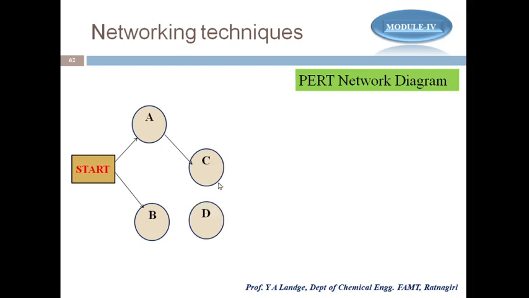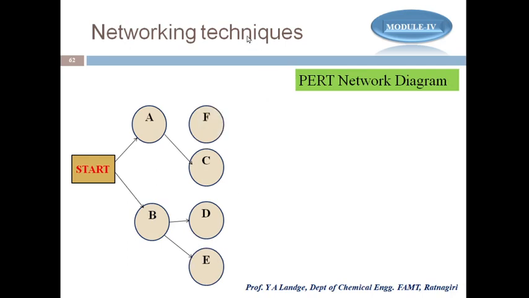Similarly we draw the activity D. Now which is the predecessor for D? For D, B is the predecessor, so we write B. After that, for the E activity, again B is the predecessor.